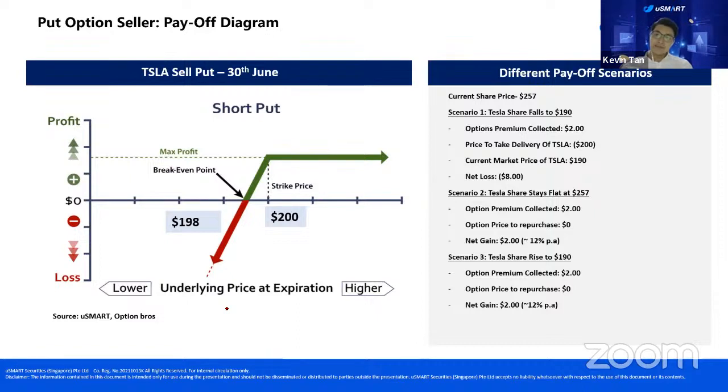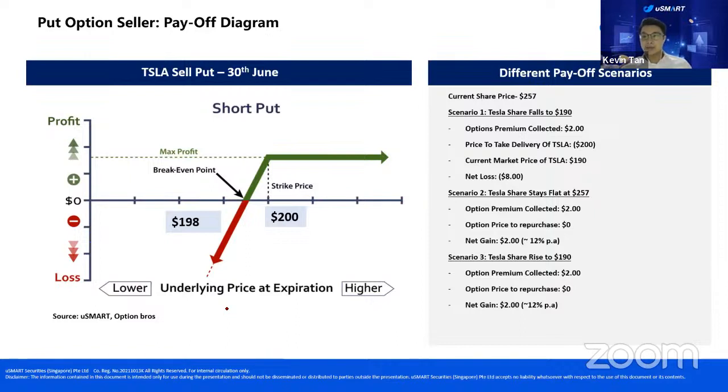But if you are a long-term investor and believer in Tesla, this should not deter you, because even though you take delivery of Tesla shares, you are of the view that Tesla is worth more than $200, or it may rebound in the future. So you will hold on to Tesla shares, and in fact, you get a chance to hold Tesla shares at a discount from the current share price.